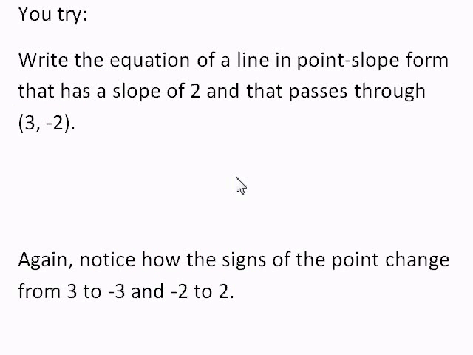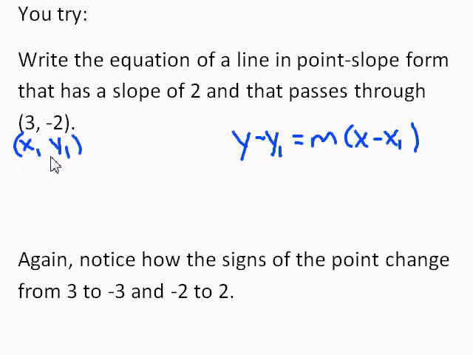Go ahead and give this one a try. Alright, just like in the previous example, it'd be a good idea to write the point-slope form. Y minus y1 equals m(x minus x1). Then we need to find our point, x1, y1, from the point that we were given, and our slope, m, is 2. Then all we have to do is substitute in our values.